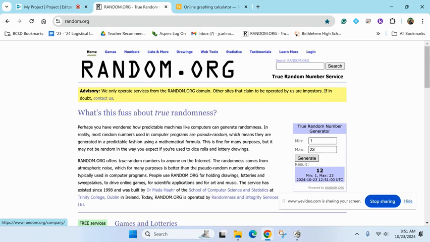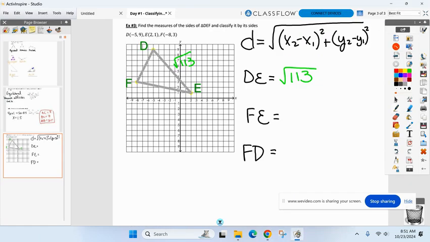FE. Where are we going with that one? Lennon? 2 radical 26. 2 radical 26 looks good to me for FE. That's simplest radical form. That's how you're going to leave it on your homework tonight. 2 radical 26. Got it.